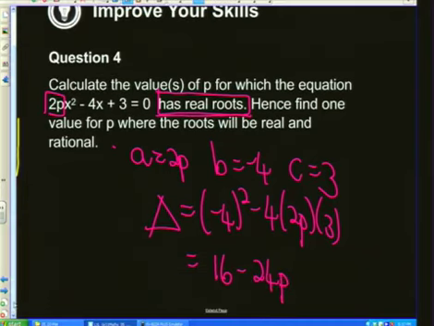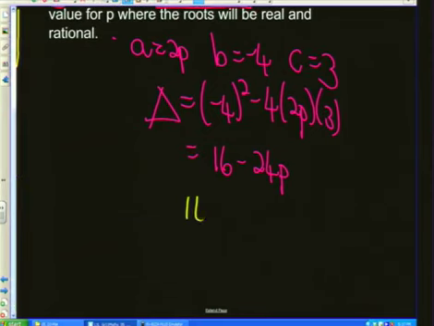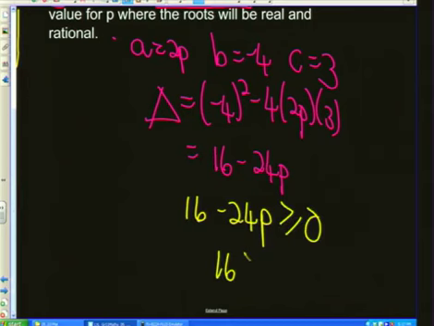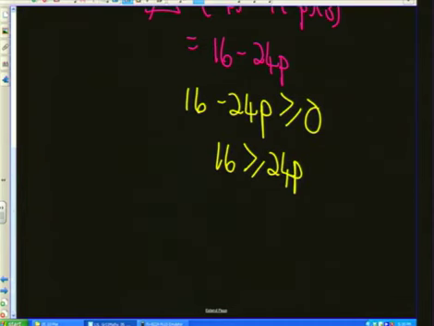Okay, we know that this would be greater than 0. So 16 minus 24p is greater than or equal to 0. And it would just be a matter of solving this. I'm not going to go too much further. We can maybe look back at this one later on. But this gives you a bit of an idea of what we've got. So p would be less than or equal to 2/3.